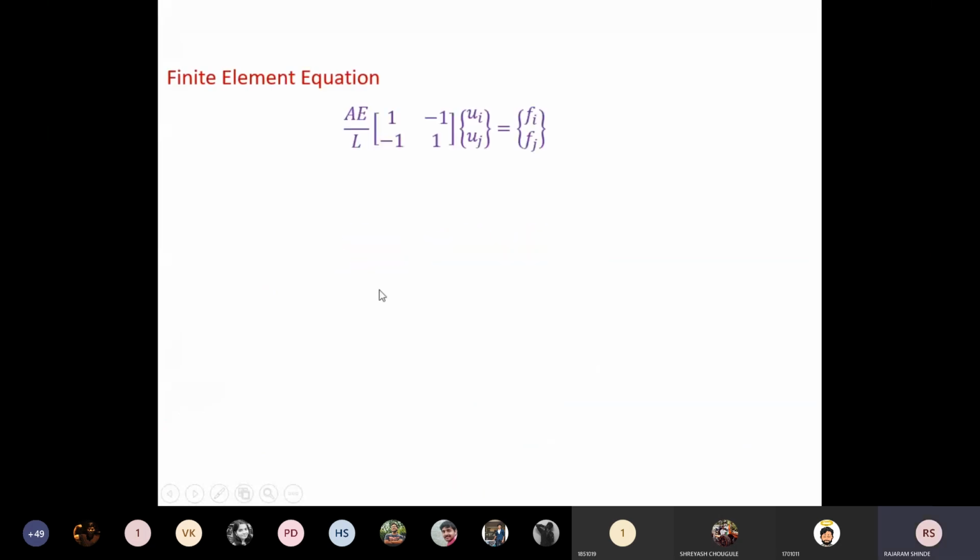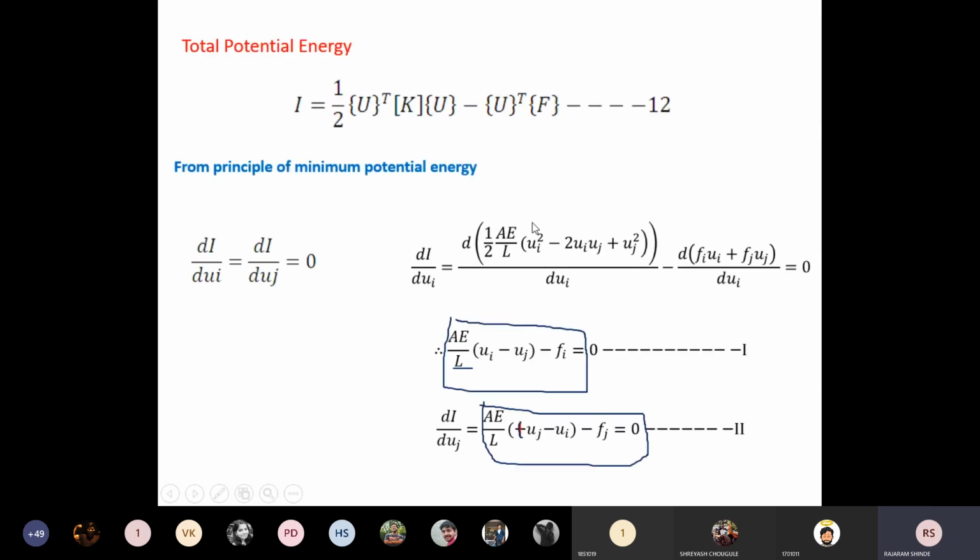You see this one. This is the first equation. Is it the first equation? AE by L into Ui minus Uj is equal to Fi. Is it correct? Second equation, AE by L into minus Ui plus Uj is equal to Fj. You check this equation.